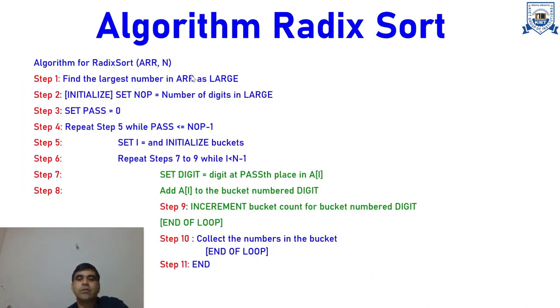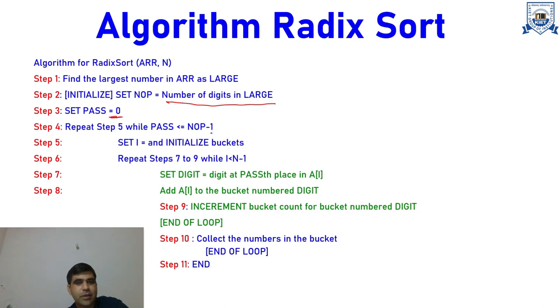Now this is the algorithm which we have actually used in our case. Step 1 is to find the largest number of the array, as large. The largest number will have the maximum number of digits, so we count the number of digits in large. Then, how many passes are required? The number of passes required is equal to the maximum number of digits. So if you start from 0, it will be less than or equal to n minus 1.